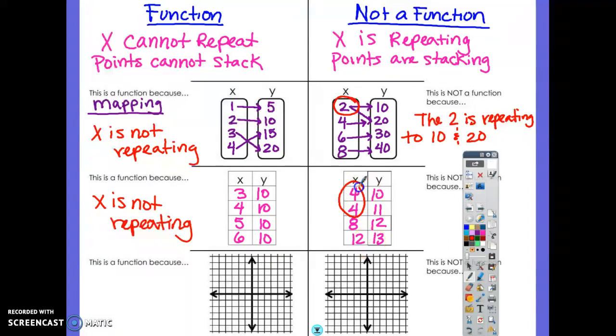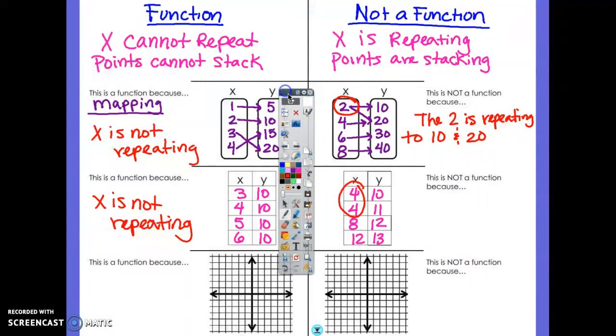The 4s are repeating on the x, okay? The 4 repeats on the x.